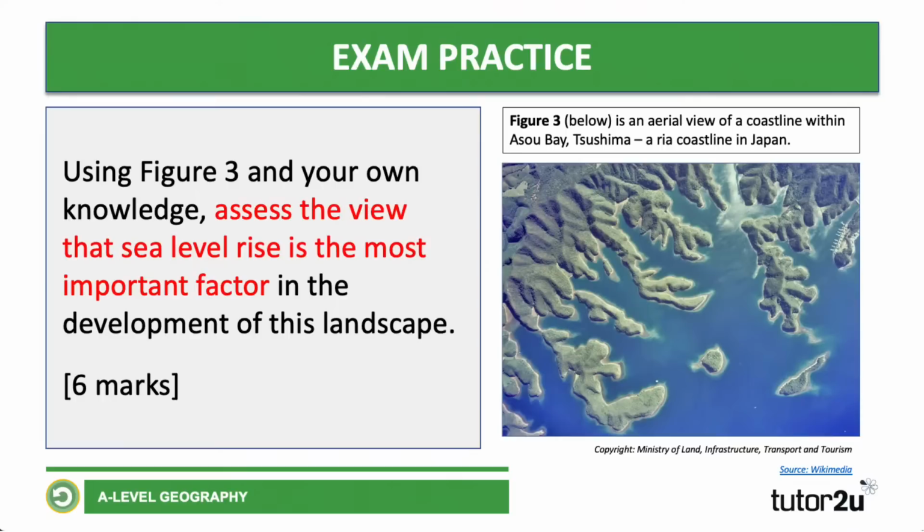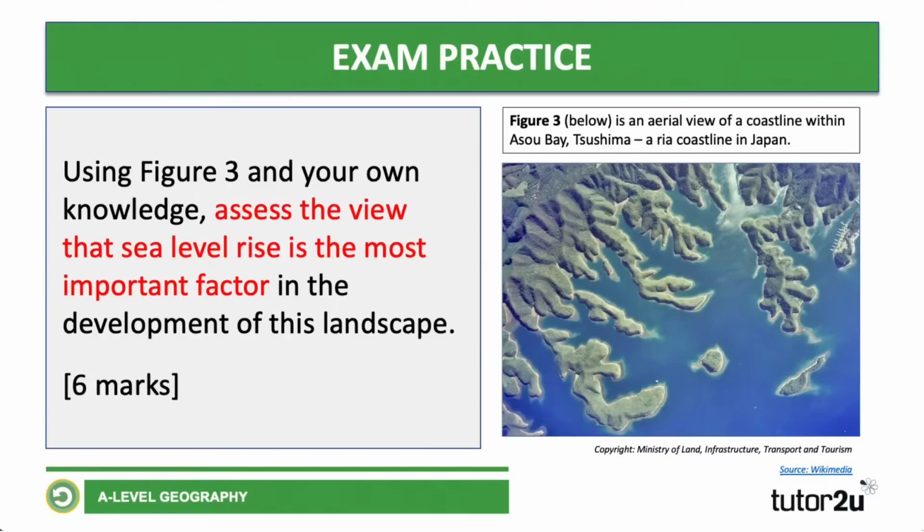So if we're thinking about factors that might have shaped this landscape, can you type some into the chat for me now? What do you think are going to be some of the key factors or the key variables that have really shaped the landscape in this context? And of course, in an exam, what you'd start to do is really examine that photograph quite carefully. You might be jotting around that photograph. Remember, the insert is your insert when you get into the exam, but often for this style of question, you've actually got the photo on the paper, so you can write directly underneath it. And this is an aerial view, so a view from above, of a coastline within Aizu Bay, which is a ria coastline in Japan. So we've got the context of it.